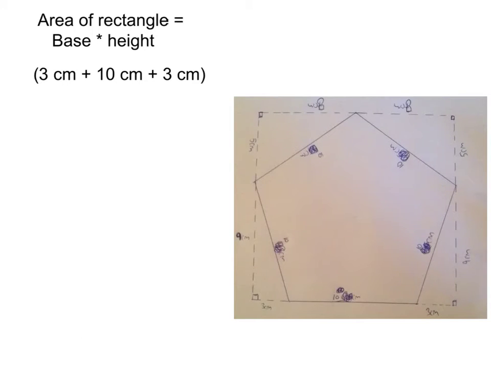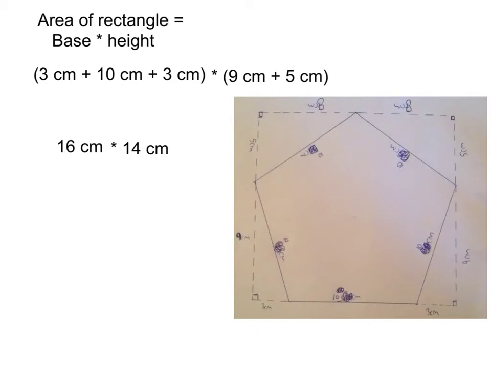We need to evaluate 3 centimeters plus 10 centimeters plus 3 centimeters. That is 16 centimeters. We need to evaluate 9 centimeters plus 5 centimeters. That is 14 centimeters. Now we multiply 16 centimeters by 14 centimeters, and that gives us the area of the rectangle. 16 centimeters times 14 centimeters gives us 224 centimeters squared. Now, that's the area of the rectangle, but we need the area of the pentagon.